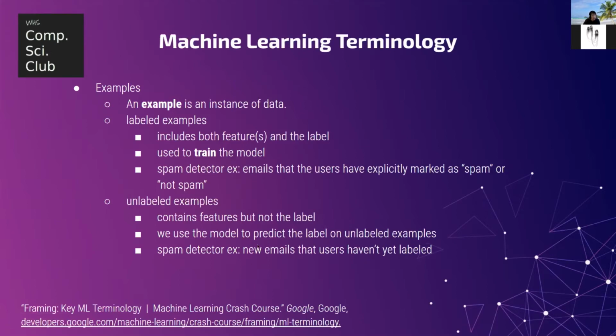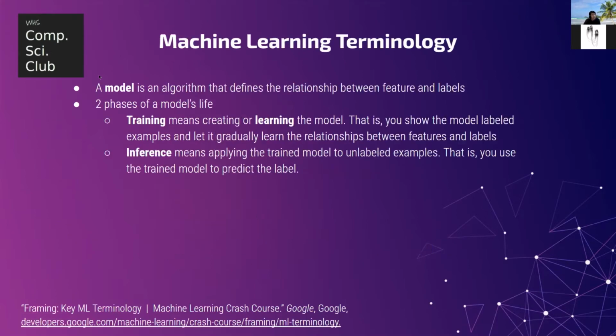We want the machine or the model to train and to predict the label on these unlabeled examples. And then lastly, we have the model, that's the algorithm, and it defines the relationship between the features and labels. And there are two phases: training and inference. Training is when you create the model, by letting the model learn on labeled examples. And inference is when you're applying it and ready to go to production. That's when you are applying the trained model to unlabeled examples. So it's when you're actually trying to use it.